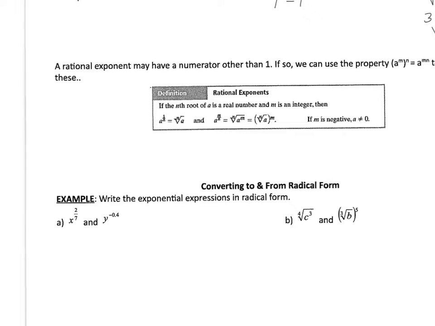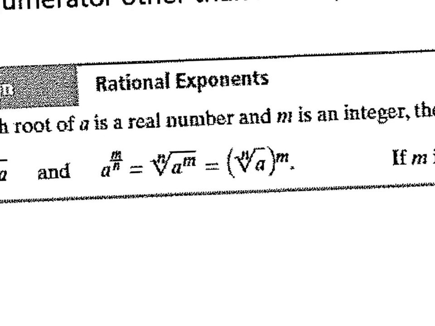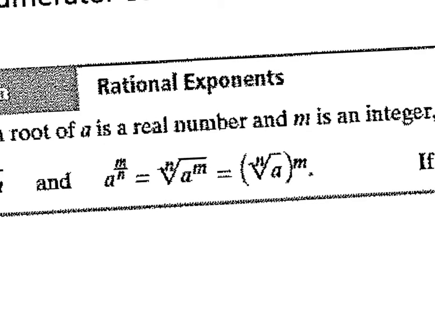So be able to go back and forth with radicals and exponents. This is important right here: your numerator is going to be the power and your denominator is going to be the root. You can write it as a to the m first and then take the nth root, or you can write it as the nth root of a and then take that to the mth power. So the order doesn't matter right here.